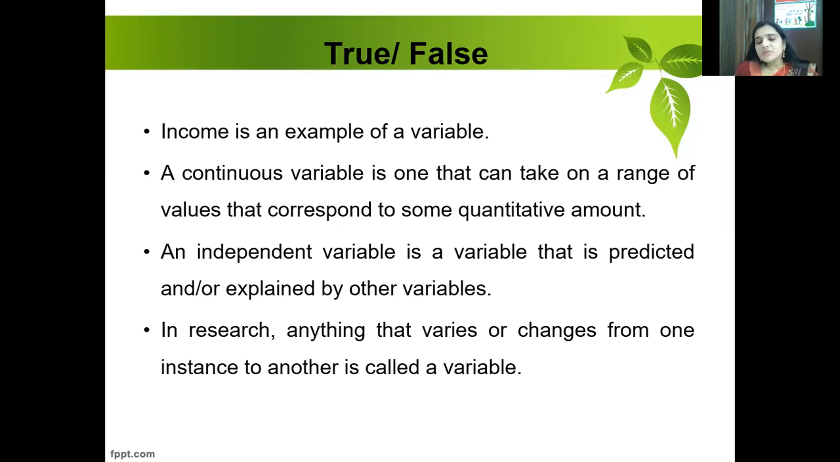An independent variable is a variable that is predicted and or explained by another variable. Is it true? Is an independent variable explained by some other variable? No. A dependent variable is actually predicted or explained by other variables. So it is false. An independent variable cannot be predicted by other variables. Last, in research, anything that varies or changes from one instance to another is called a variable. Yes, anything that changes or varies is actually called a variable. This is one of the very popular definitions of variable as well. So that's true.